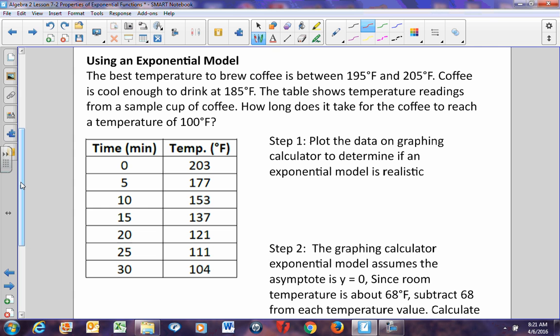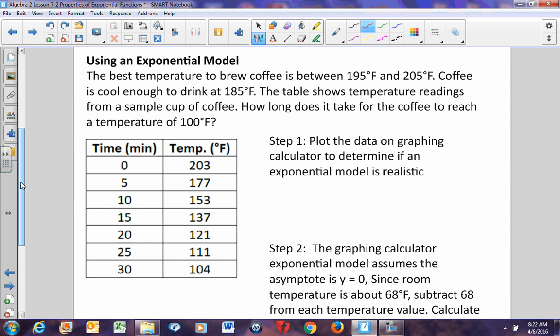So the first thing we're going to do is look at our table. At 0 minutes, it's 203 degrees. At 5 minutes, it's 177. At 10 minutes, it's 153, and so on. We're going to plot the data on a graphing calculator to determine if an exponential model is realistic. If you've got the Inspire, you're going to use the spreadsheet. You're going to go to Add Lists & Spreadsheet, and you can either use X and Y. I'm going to use time and temperature just because it's easy. So time for my X and temperature for my Y. You don't have to, you can use X and Y if you prefer. And I'm just going to put them in there.